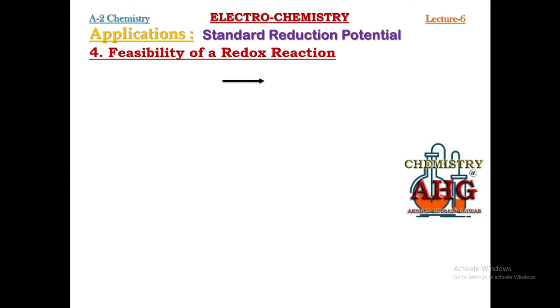Now this is another type of question that can be given in your A2 exams based on standard reduction potential. Now you have been given a balanced chemical equation and you will be asked, by using standard reduction potential, to show whether this reaction is feasible or not. How will you solve this type of question when the balanced chemical equation for the reaction is given?